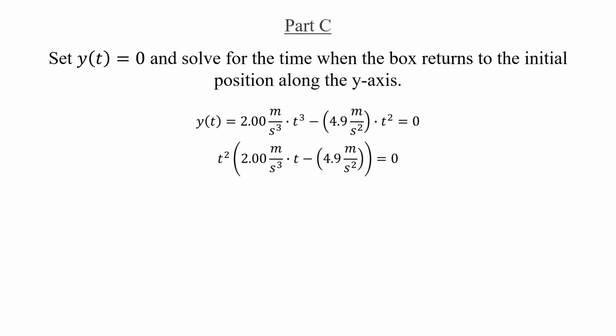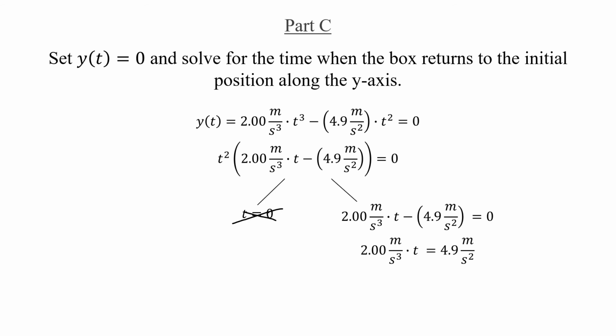This leads to two separate solutions, kind of like we had in part B, where on one hand, t squared equals 0 will lead you to the conclusion that t is equal to 0. And that tells you, hey, at t equal to 0, it's at the initial position. Okay, great. We don't care because we want to find out when it comes back to the initial position. This is not a useful solution here. We're going to throw this one away. Instead, we're taking everything inside the parentheses and setting it equal to 0, and we're going to solve for the time.